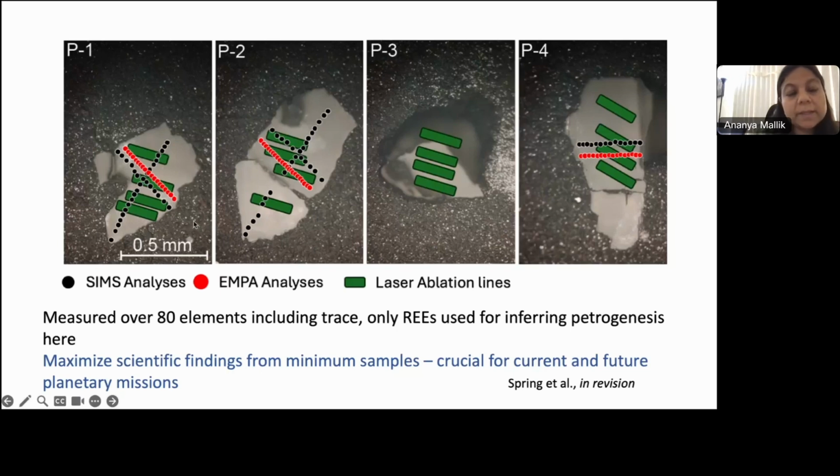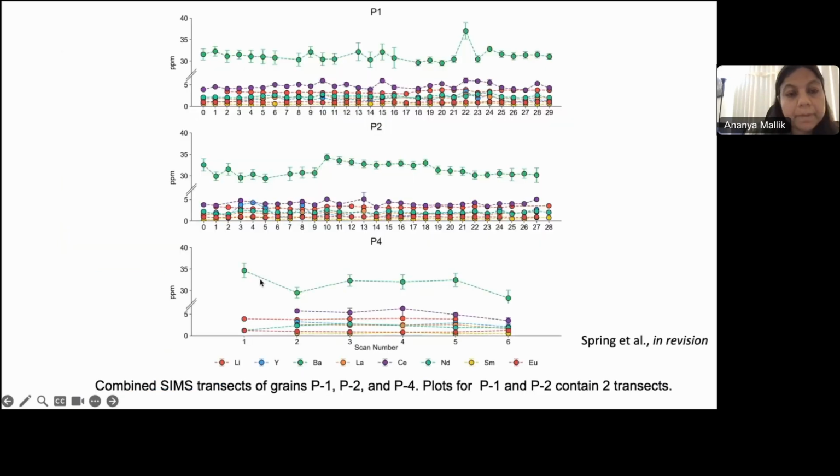And again, as we said, we wanted to maximize the scientific findings from the minimum amount of sample, which, as we all appreciate, is very important for current and future planetary missions. So these are some results from SIMS analyses that Isaiah did.